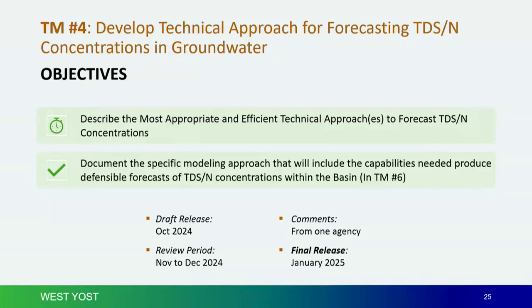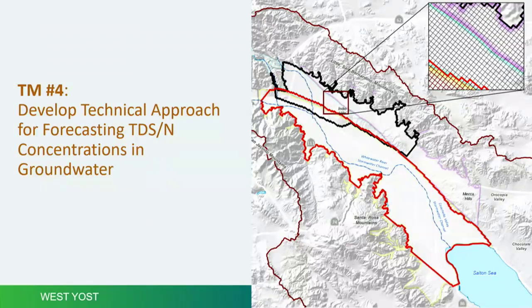Technical Memorandum number 4, our whole technical approach to forecasting TDS and nitrate concentrations in groundwater. We set out to develop the most efficient approach possible. Modeling is highly technical, can sometimes be very expensive, but models are also very, very effective and necessary tools in groundwater management planning in general. So we described in this memo our methods for developing these tools.